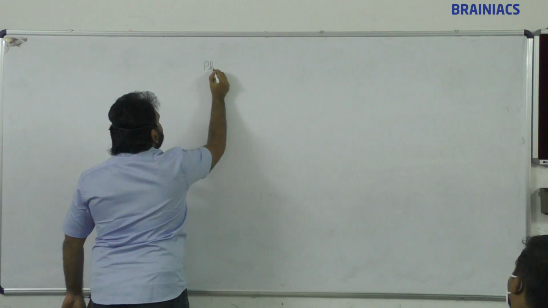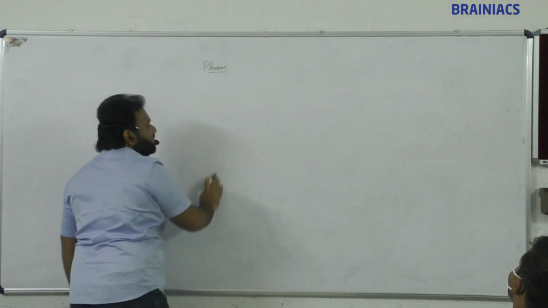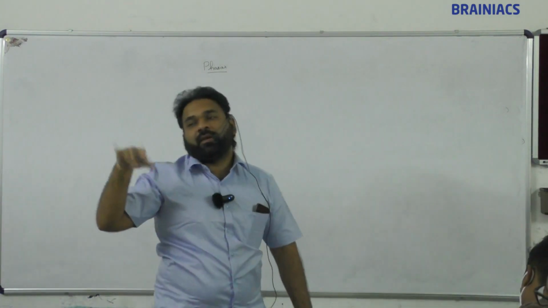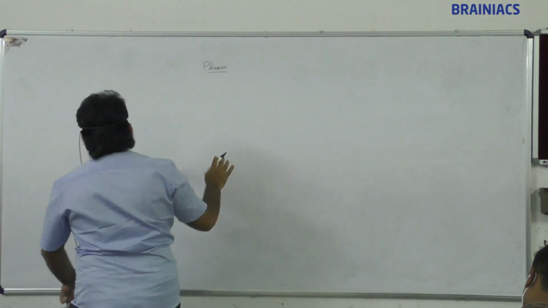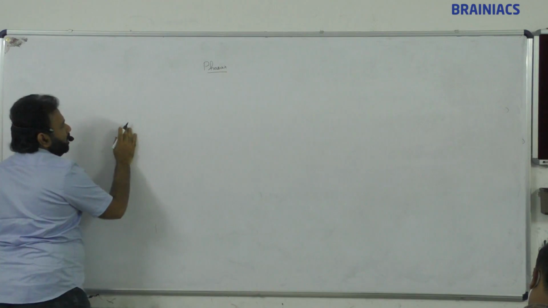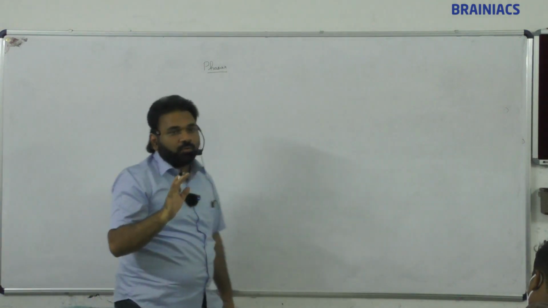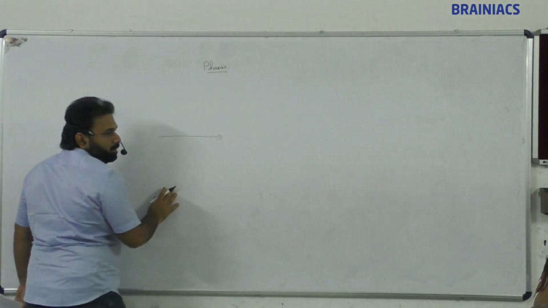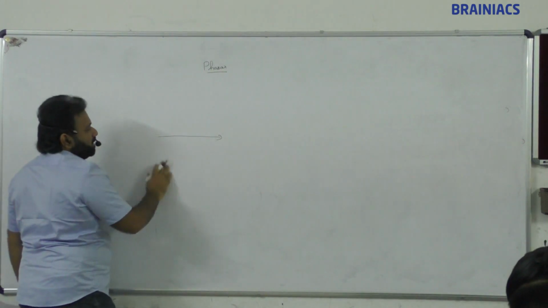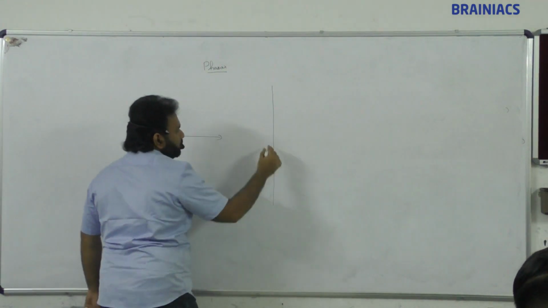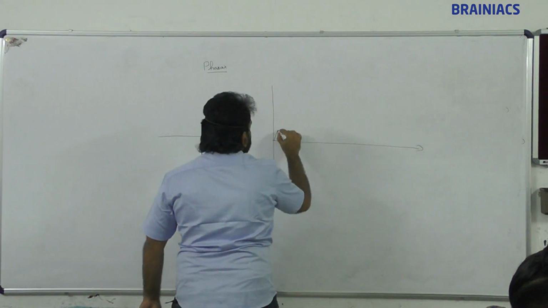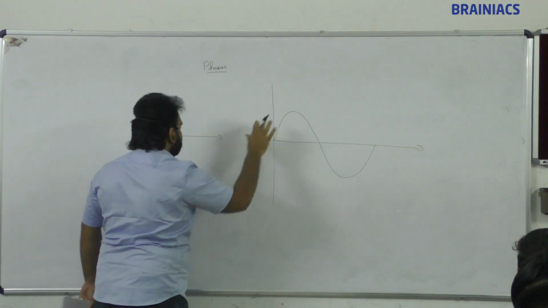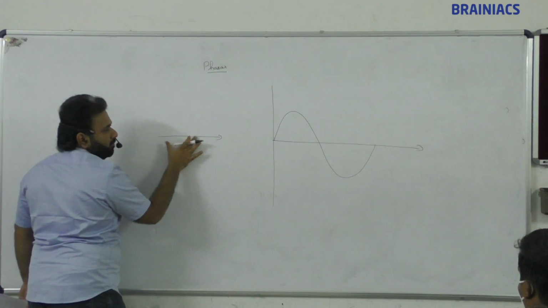Phasor. Phasors are anti-clockwise rotating vectors. One point is the length of the phasor. A phasor is nothing but an anti-clockwise rotating vector. Say, for example, if this is a waveform, how much is this length? That much will be the length of the phasor.